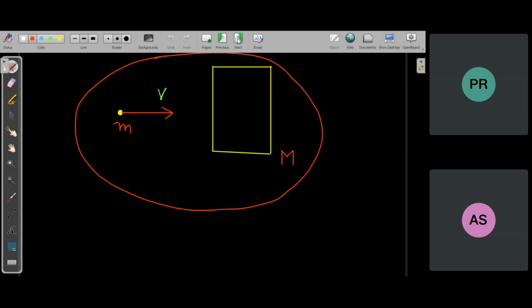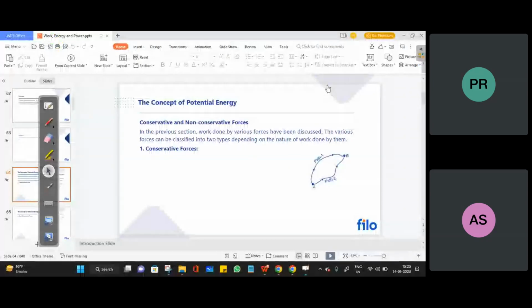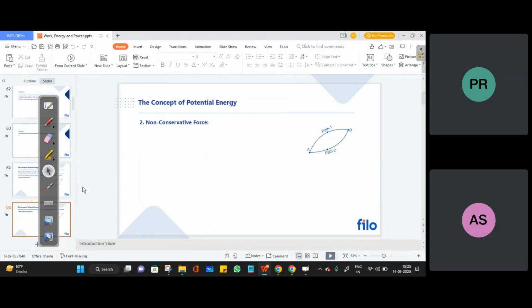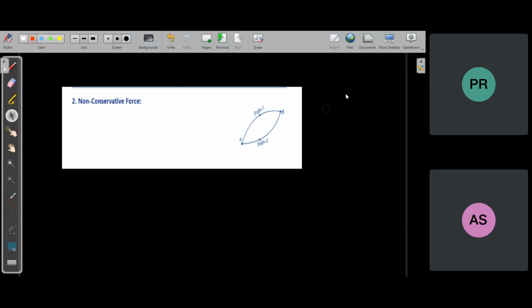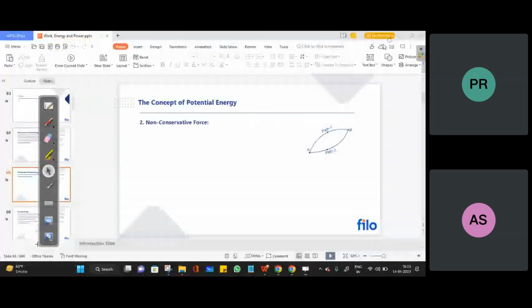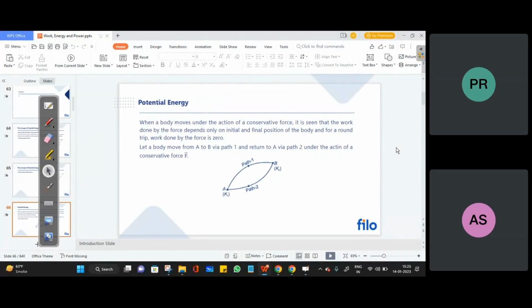So what you understood is that work done by a conservative force will always be path independent, meaning it will not depend on the path. Whereas it is exactly opposite for a non-conservative force: work done will depend on the path. If you are going from point A to point B by path 1, path 2, path 3, path 4, then different paths will have different work done, which means the work done is path dependent. If it is path dependent, then the force is called a non-conservative force.